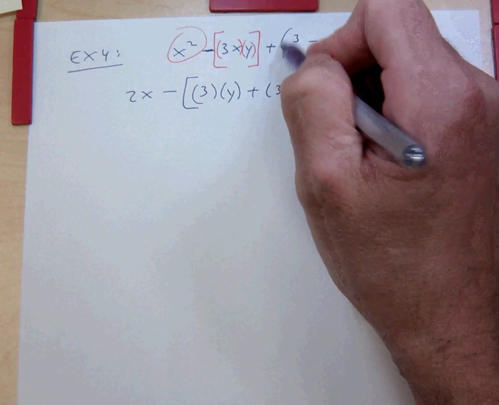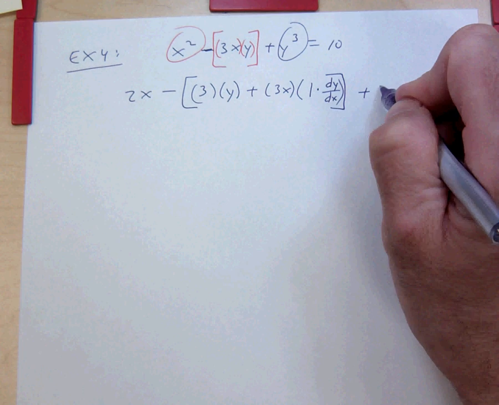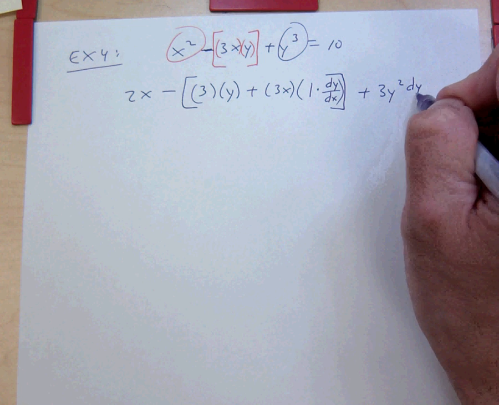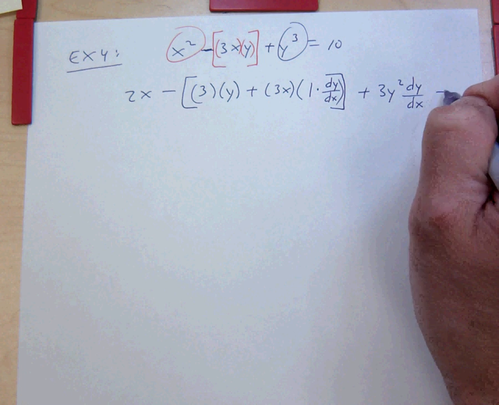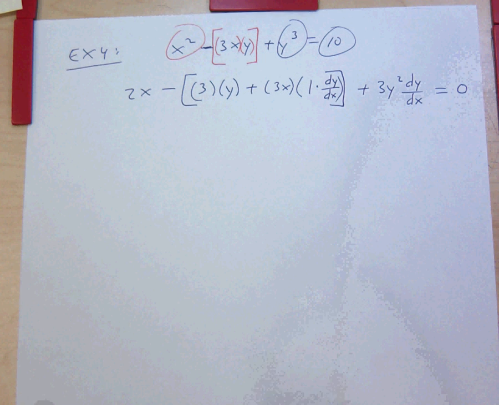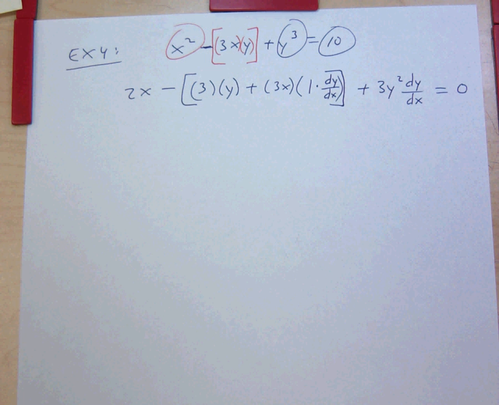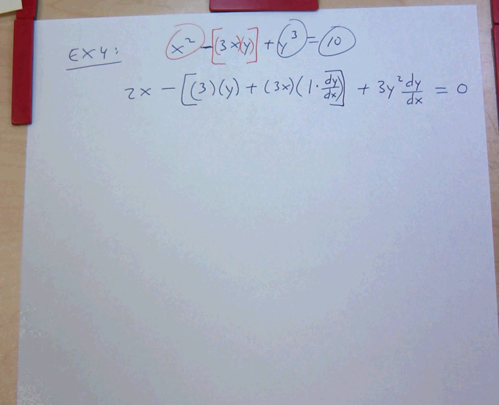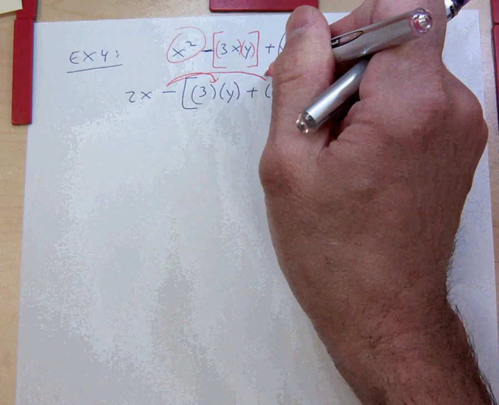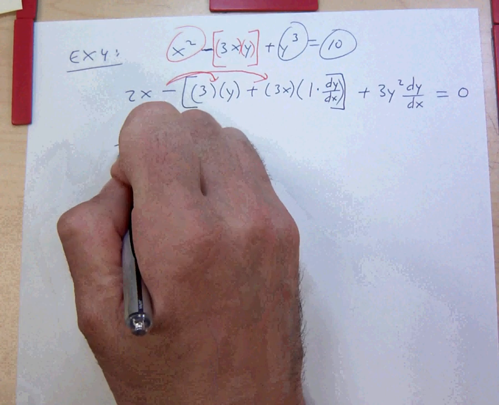Plus, what's the derivative of that? 3y squared times dy over dx. That's right. And then equals, don't forget, what's the derivative of 10? 0. Okay. All right, so at that point, I'm going to clean it up, and don't forget to distribute your subtraction here. Don't you have to distribute the subtraction here? Yes? Okay, so this is what I get now.